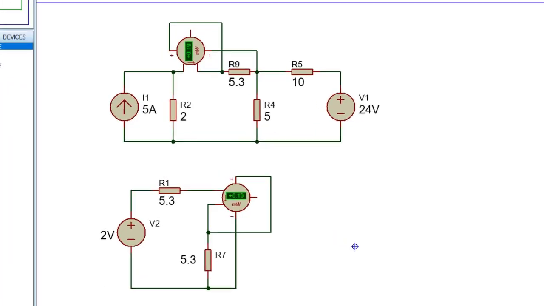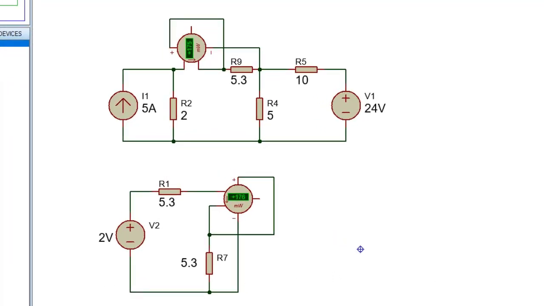Running the simulation. In the equivalent circuit it is showing 189 milliwatt, very similar to 188 milliwatt, and here in the main circuit it is showing 187 milliwatt. It is also almost equal to 188 milliwatt. So my calculation is perfect.